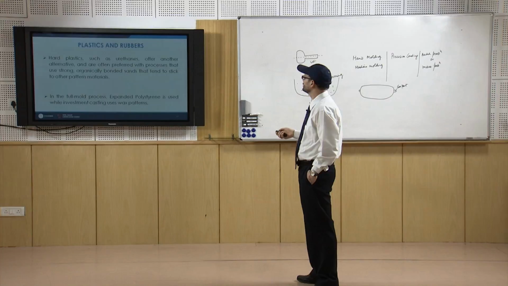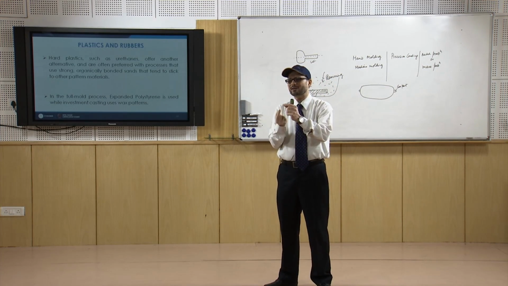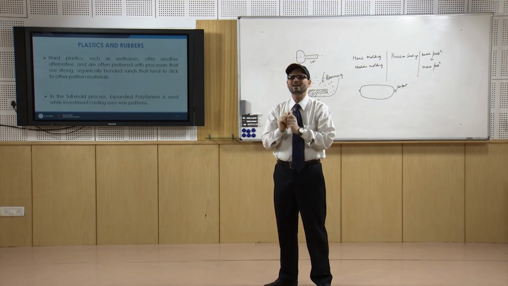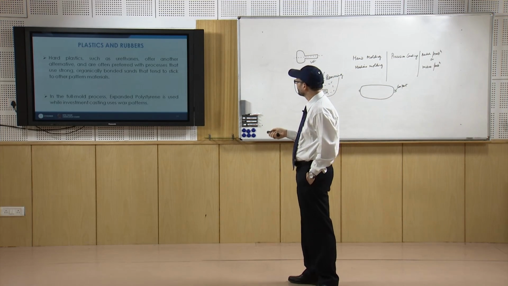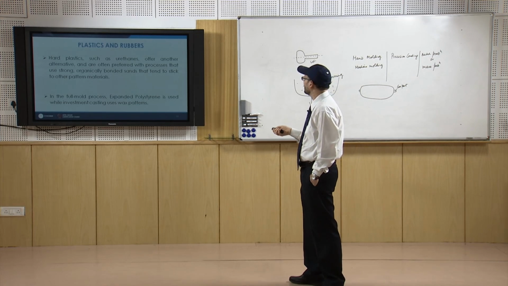Expanded polystyrene is used in case of full mold. So, this is a kind of plastic where beads are put in the cavity and expanded so that they take the shape of the cavity. So, that is a good example of a plastic based pattern material used in pattern making.